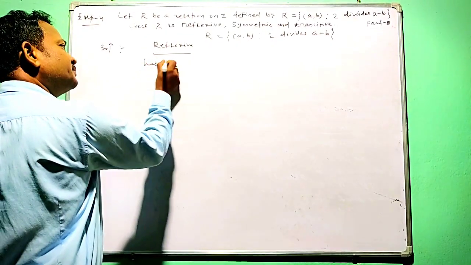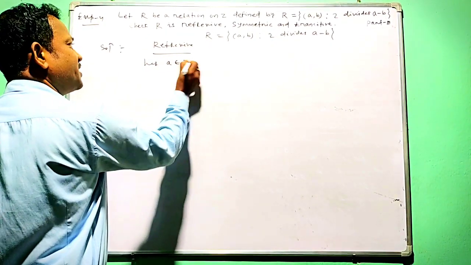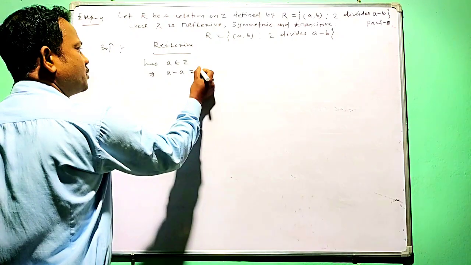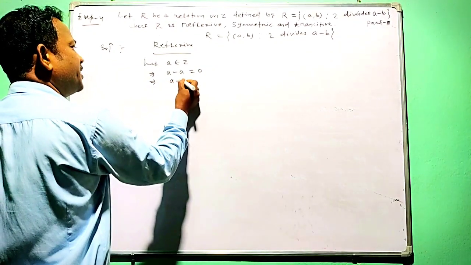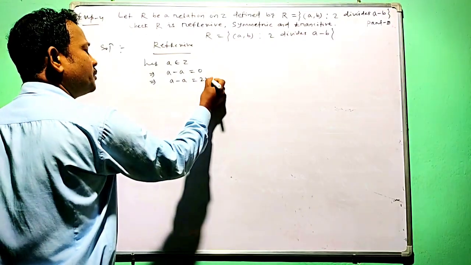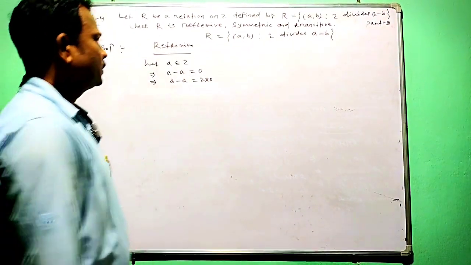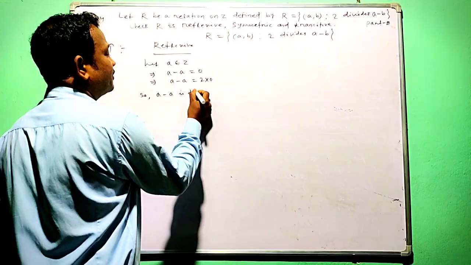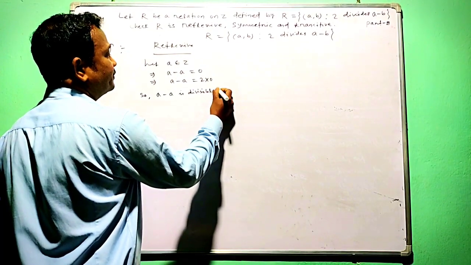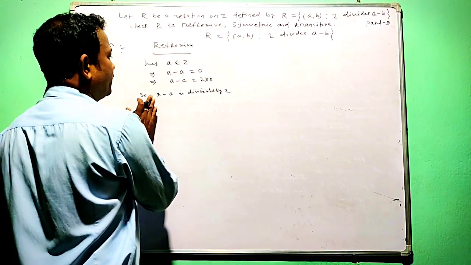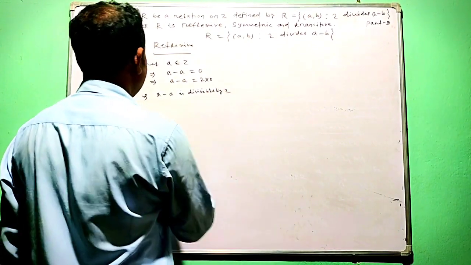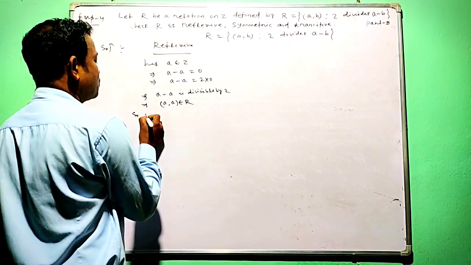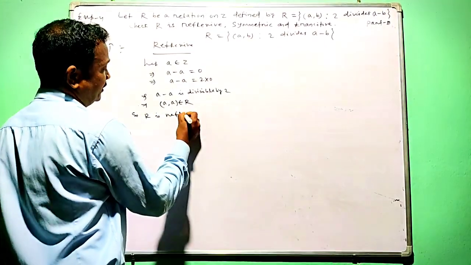Reflexive, let a be an element of Z set. That implies a minus a is equal to 0. We write a minus a is equal to 2 into 0. 2 into 0 is equal to 0. So a minus a is divisible by 2. That implies (a, a) is an element of R. So R is reflexive.